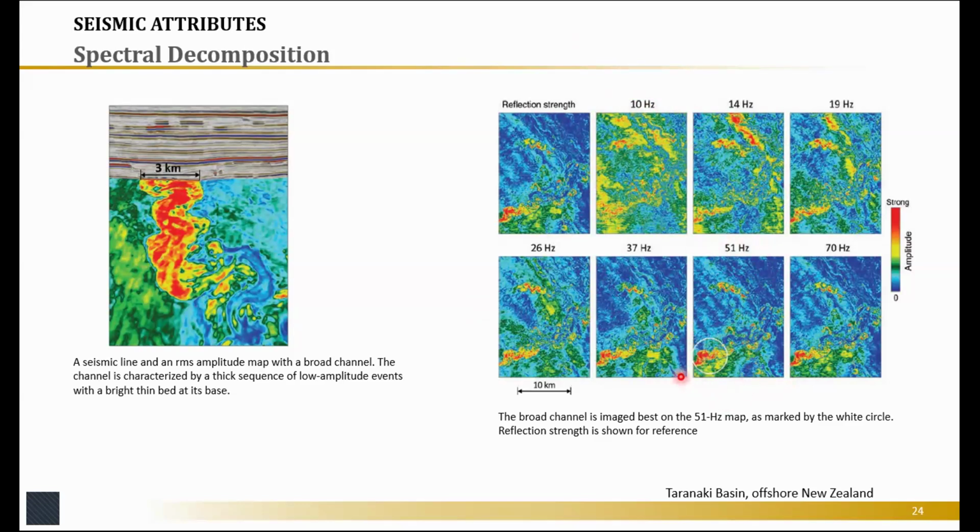So you can use 51, and you can also implement it with different slices and use different colors to give you the RGB blending method. Whatever slice you use, you can also use the blending method, and it will give you a good indication for your reservoir.